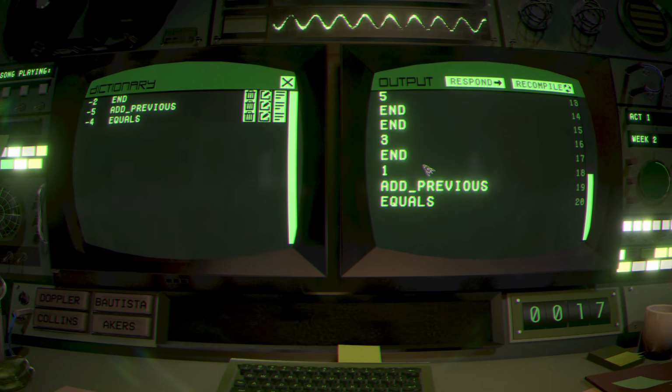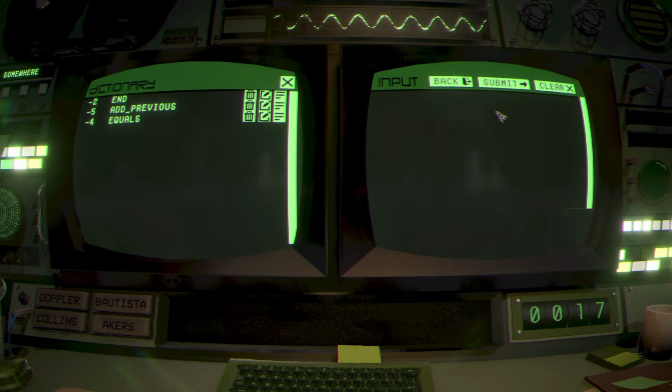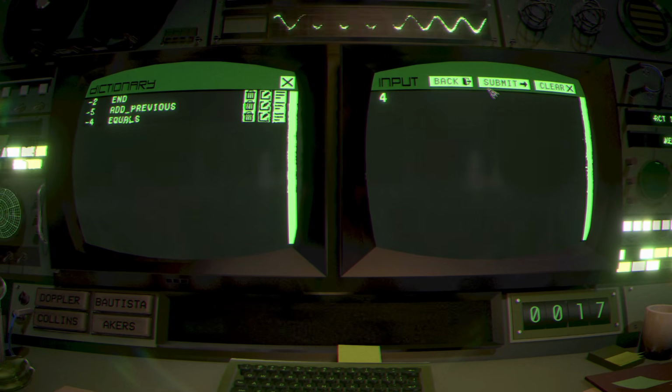Okay, so let's go down to the bottom. We got 3 and 1, add previous equals 4. Let's go ahead and submit that.